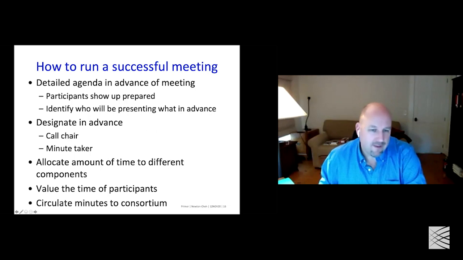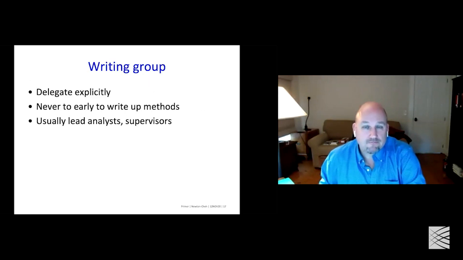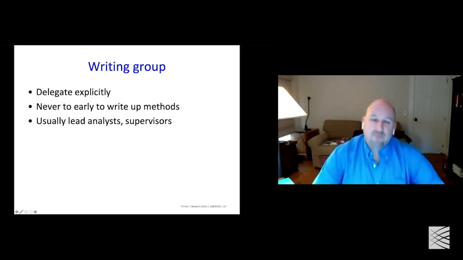I've already said, value the time of the participants, both the presenters and the recipients of the information. And circulating minutes after the call can be very helpful for people who are unable to make the call, and also represents a point in time reference that people can use to understand the stage of the project. Writing groups.